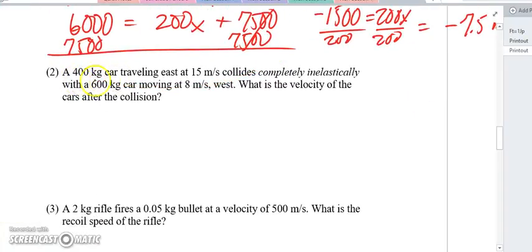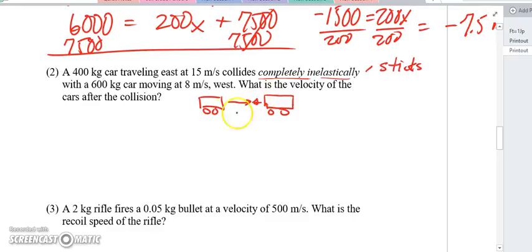In this case, it says a 400 kilogram car traveling east collides completely inelastically. Inelastically means it sticks together. So in the last problem it was elastic. This one is inelastic. They stick together with a 600 kilogram car moving at 8 meters per second west. What is the velocity of the cars after the collision? So again, if I sketch a diagram here, this guy is traveling in this direction, and the larger of the two is traveling in this direction here, and they're going to collide with each other.